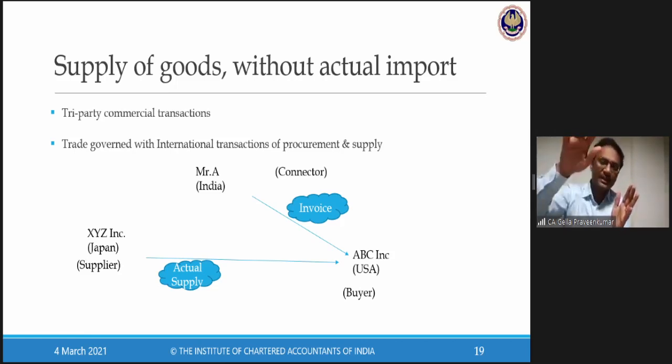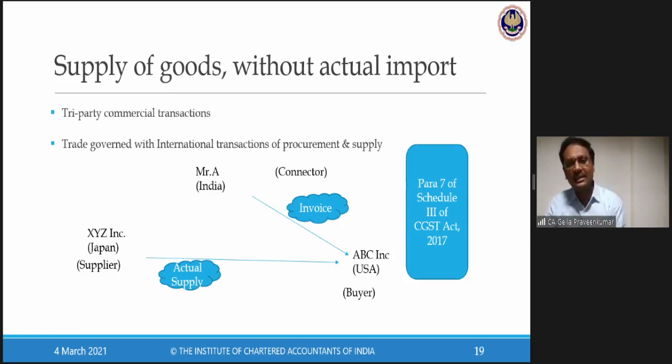Now, the actual supply is happening from Japan to the US, and the bill for that supply is from A to ABC. Now, this transaction is called a non-GST supply. Attention to Schedule 3, Para 7. Now, Para 7 of my Schedule 3 says this is not supply of goods nor supply of services, for the simple reason that the goods in this transaction are not coming into India and going out of India.